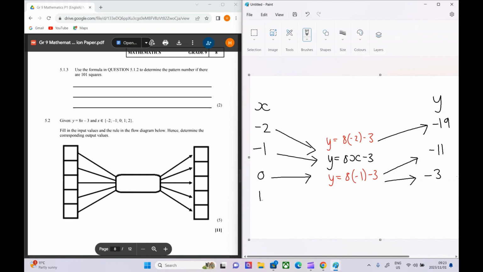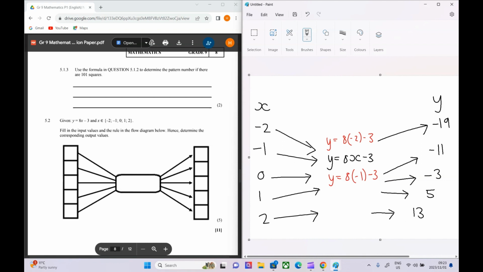Then we've got for x is 1. So we're going to go 8 times 1 is 8. Minus 3 is going to give us 5. And then finally, when x is 2, we're going to go 8 times 2 is 16. Minus 3 is going to give us 13.